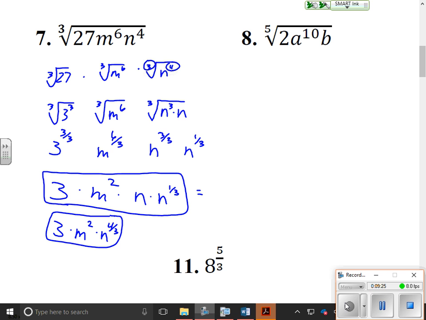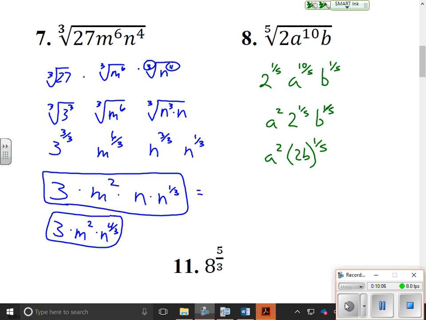Number 8. Even if you break it apart, I'm going to break it apart and convert it to exponential in the same step. So it's 2 to the 1/5, a to the 10/5, b to the 1/5. Two doesn't break down. That's going to be an a squared, to the 1/5, b to the 1/5. And you could put those together in the same 1/5, either way.